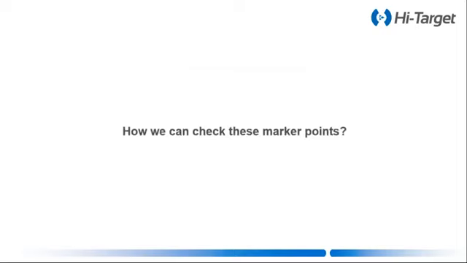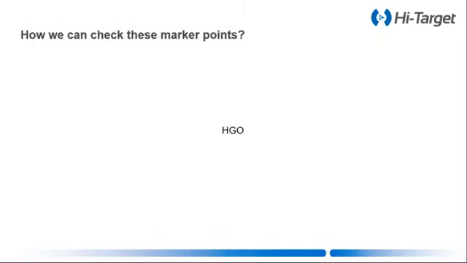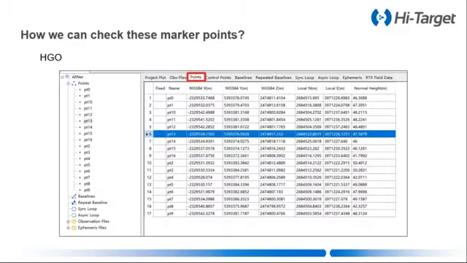When we are finished with PPK mode, some people want to check the marker point. So how can we check this marker point? Of course, it is with HGO software. So this marker point will be shown in the point interface.